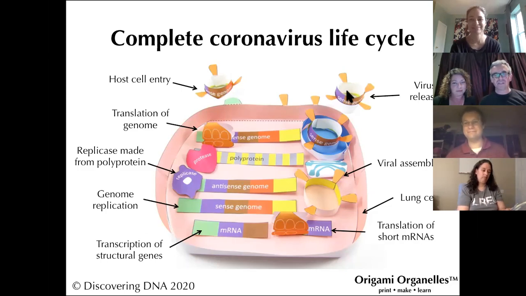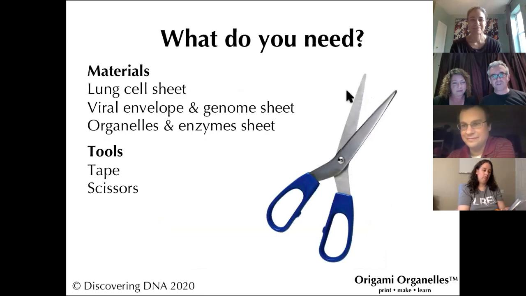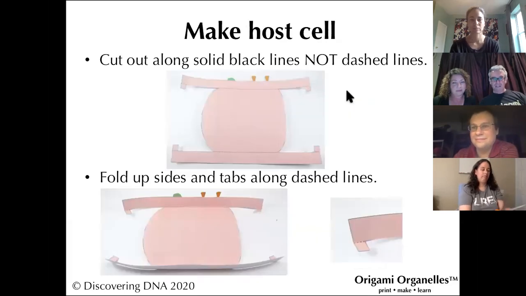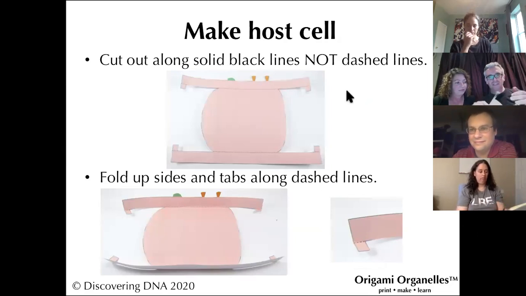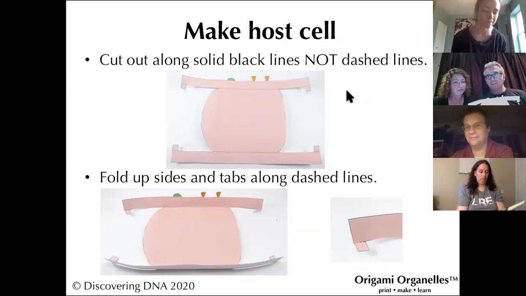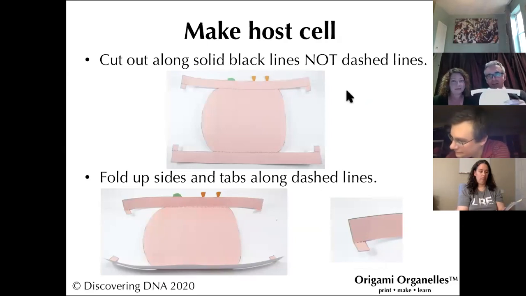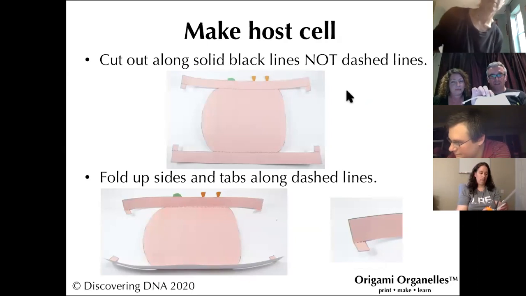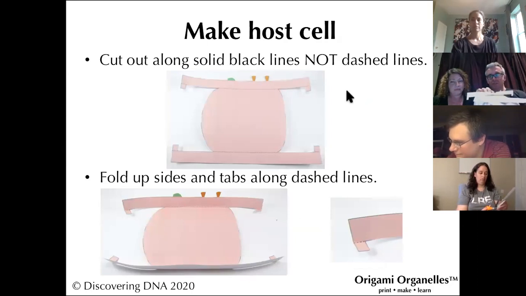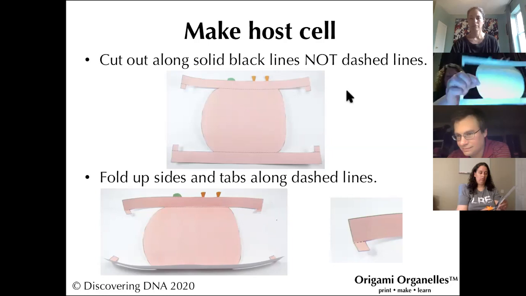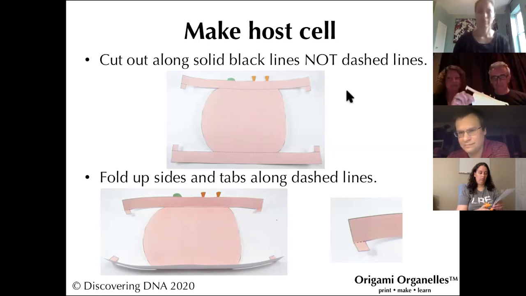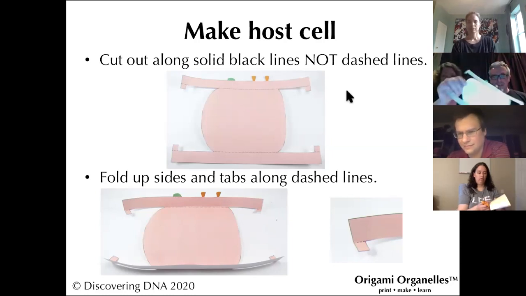Thank you. Okay, cool. So we'll go through just making the model now. In the origami organelles world, solid black lines mean a cut. So we tend to say cut around solid black lines, and the dashed lines are where we want someone to fold something. So if you just take your template, your host cell membrane, and fold the sides. I imagine my window is very tiny on your screen, but I've got pictures of everything in the PowerPoint. So you just fold along the sides and fold up the tab.